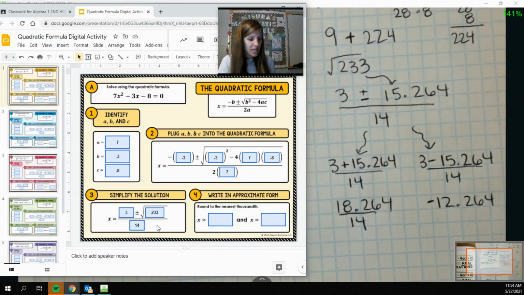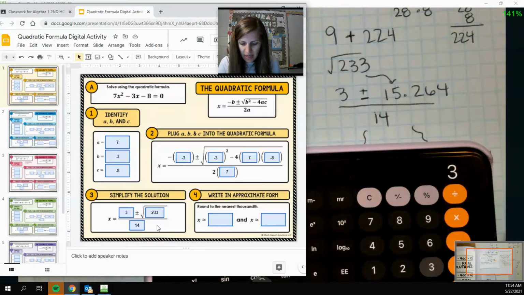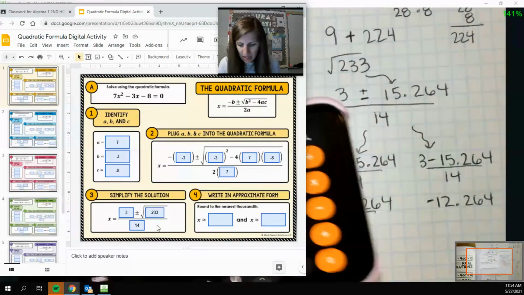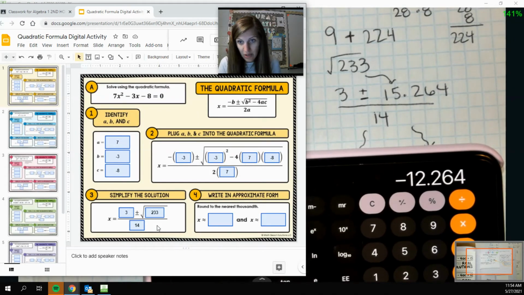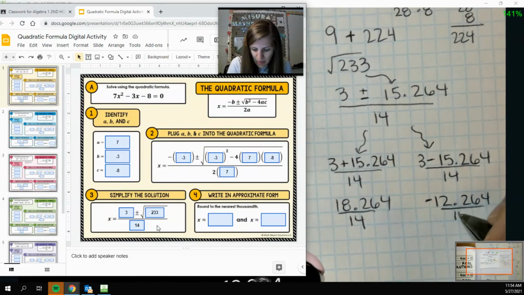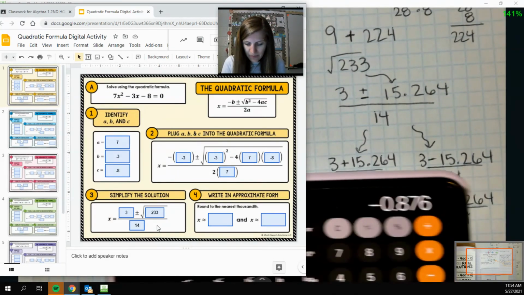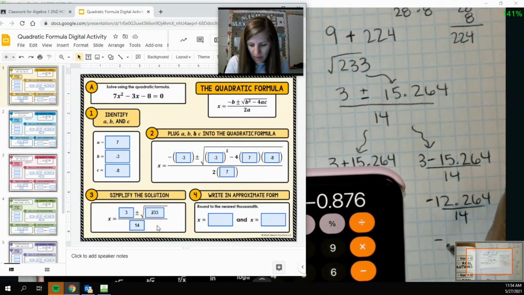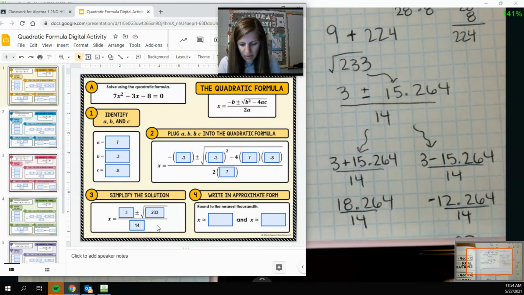And you can, I mean, the decimals freak me out too. So if you want to do those on your calculator too, if I just want to type in 3 minus 15.264, we can do that. Then I need to divide both of those numbers by 14. So we'll start with that one first, divided by 14. So negative 0.876.